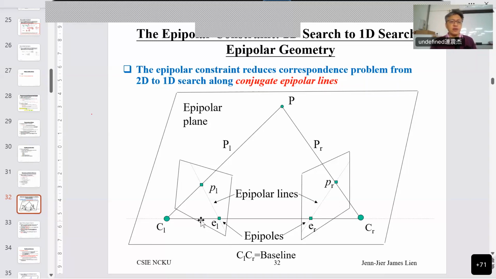If so, any point here, the same. For any points here, okay, your epipolar line will pass through this epipole. So that's the epipolar line. The epipolar line will reduce your search region from 2D to 1D. Okay. So how can we find the epipole?